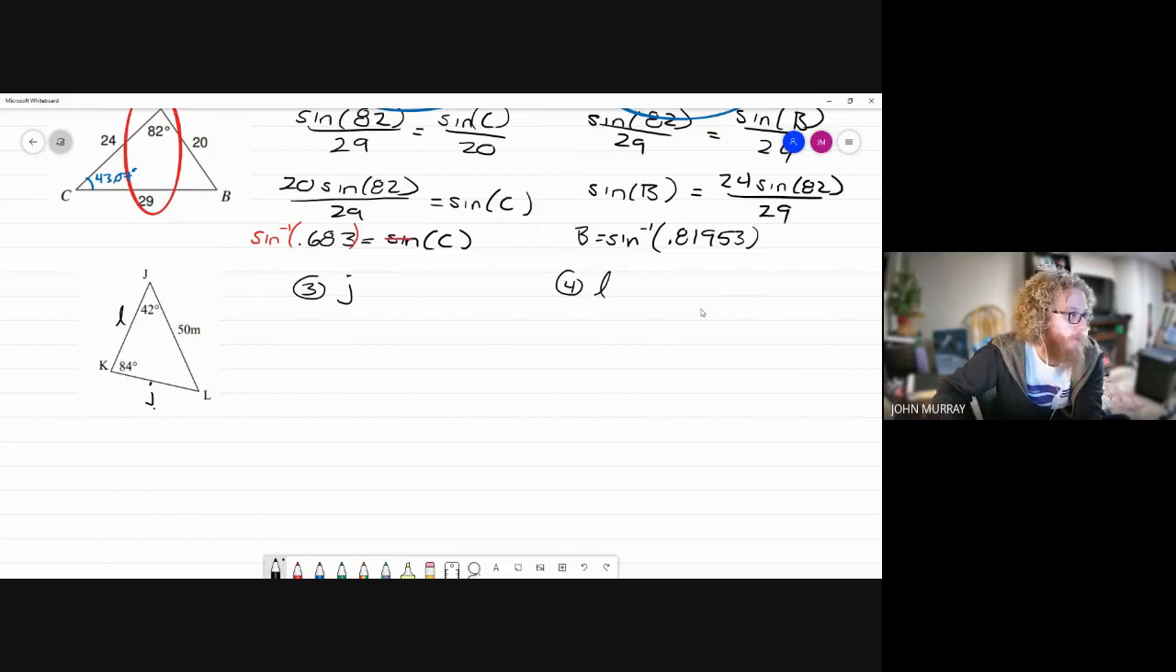We don't have a right triangle, so there's no quick trick to find the sides other than using the law of sines. So for J, well, we know K, so I'm going to set that up. Now I'm going to flip it because I'm looking for the sides. So I have 50 over the sine of 84. And to find J, I'm going to put J up here over the sine of 42.